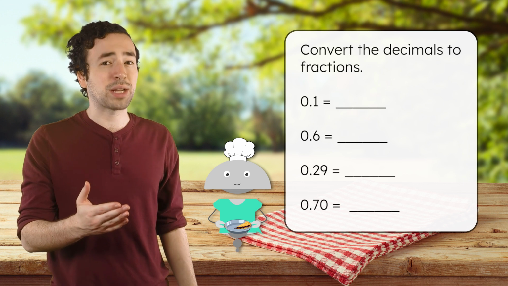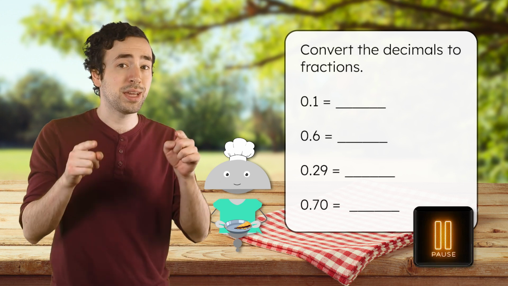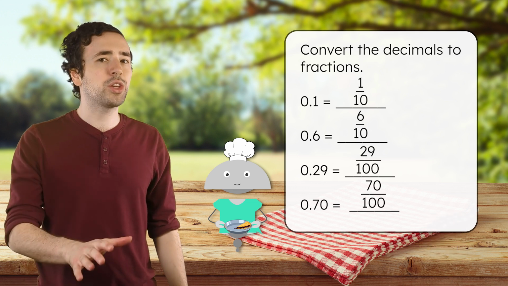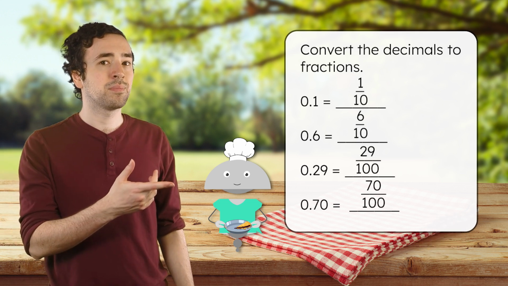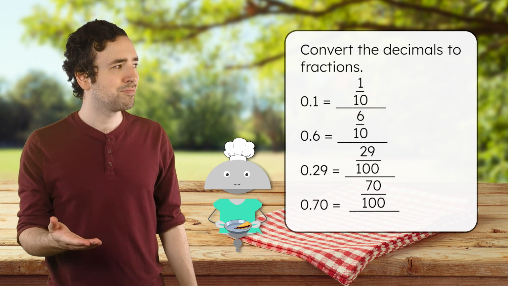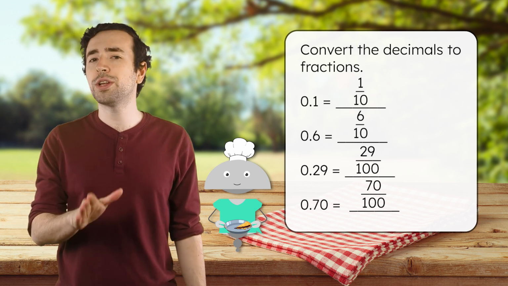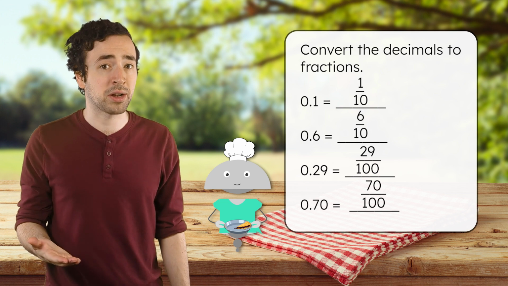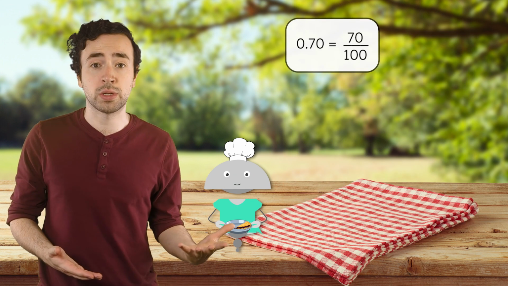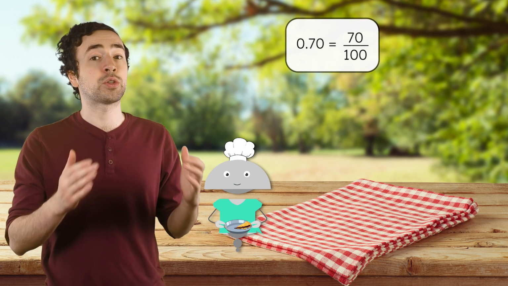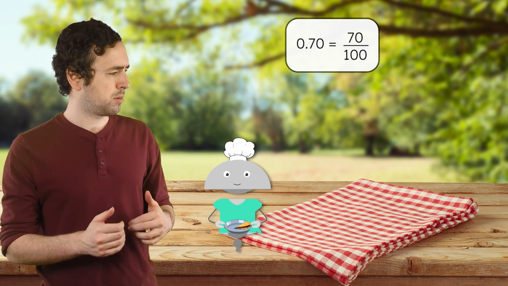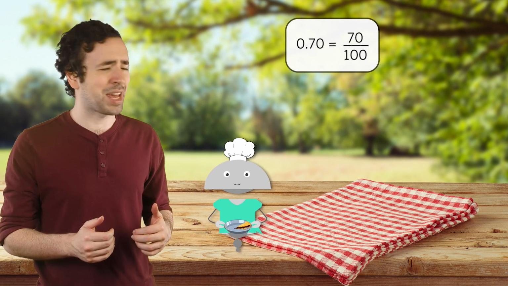Pause the video here to practice converting decimals to fractions in your guided notes. Check your work against mine. Did you get the same answers? If not, think about which place the decimal ends in. That can help you figure out your denominator. Like 70 hundredths. We can write that with the numerator 70 and the denominator 100. It's also 7/10?